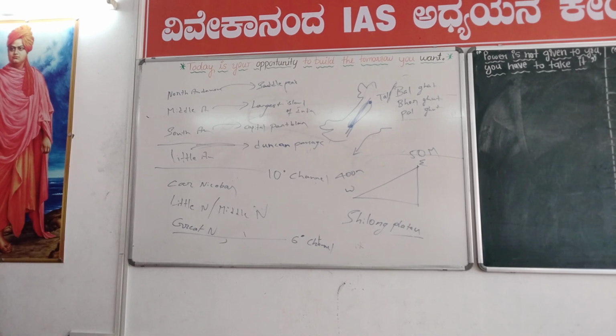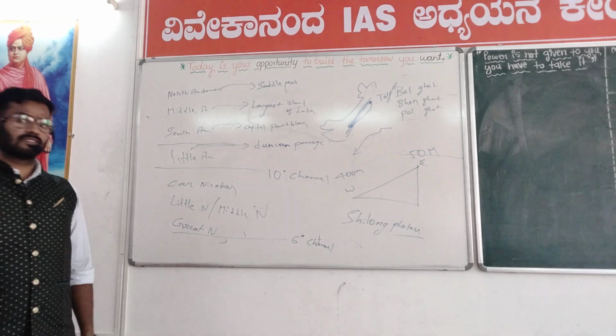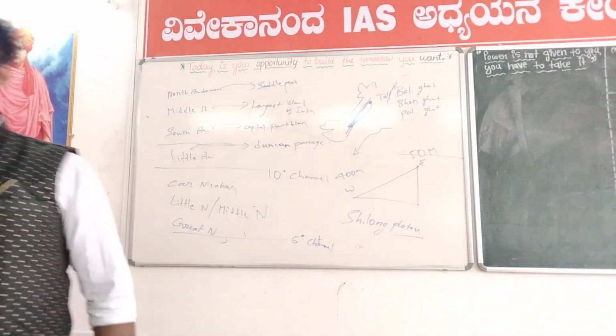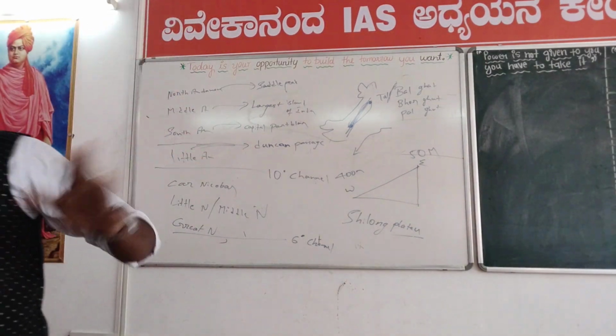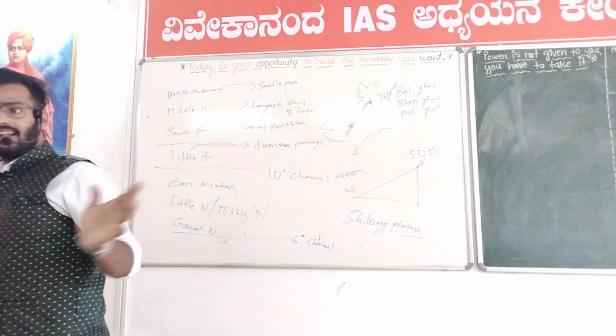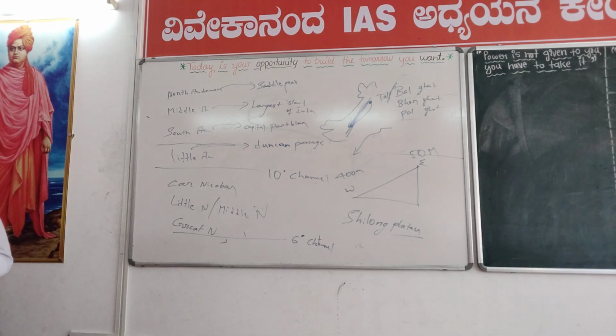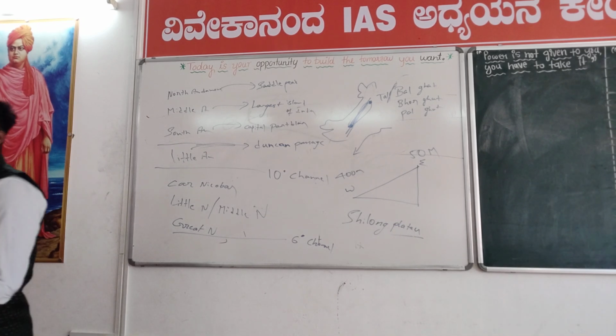Duncan Passage between South Andaman and Little Andaman, or rest of the Andaman and Little Andaman, right? Ten Degree Channel, Andaman and Nicobar. Lakshadweep Islands are the atoll islands. Yes or no? Coral reef. Yes.